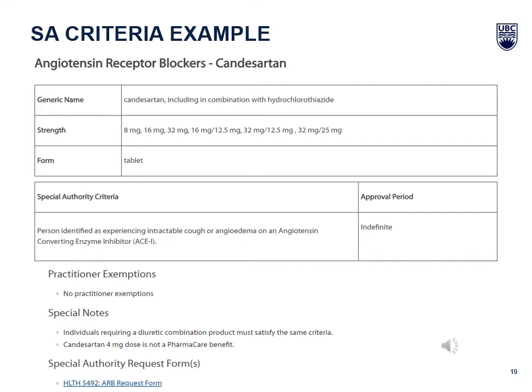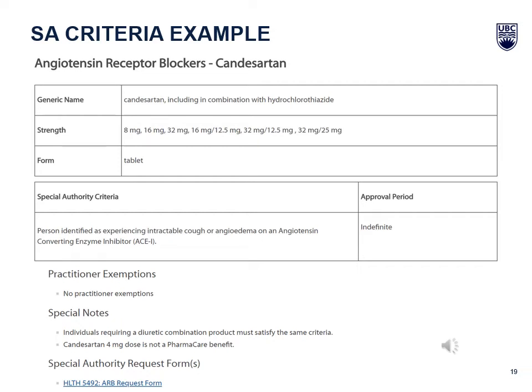Note that the approval period in this case is indefinite, which means that once a special authority is approved, the patient has a special authority for the rest of their life. Other medications may be different, and the special authority may actually require renewal. Below that, we have the practitioner exemptions.